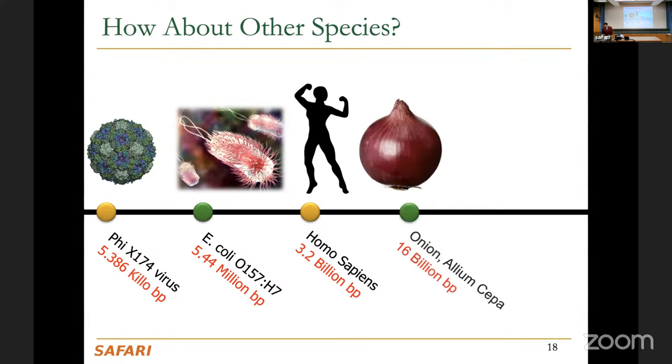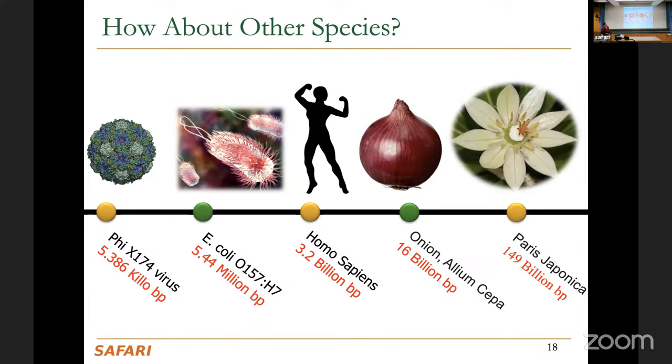If we go further, we see that the onion actually has an even larger number of characters in its genome. So can we say the onion is more complex than a human, or more intelligent than a human? Well, I hope not. I like to think that humans are more intelligent than the onion, but we never know. If you go even further, this particular plant genome has 550 billion characters. So there is no literal connection between complexity or intelligence and genome size. But this is telling us something else.